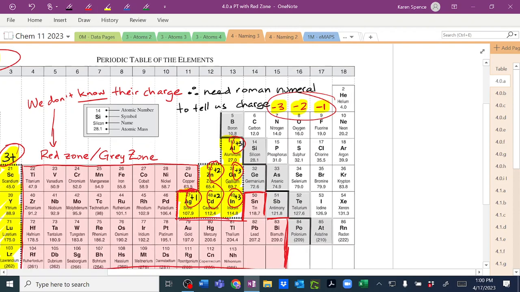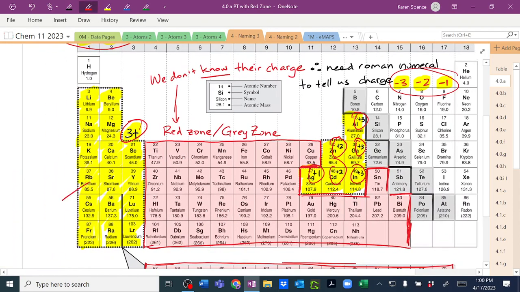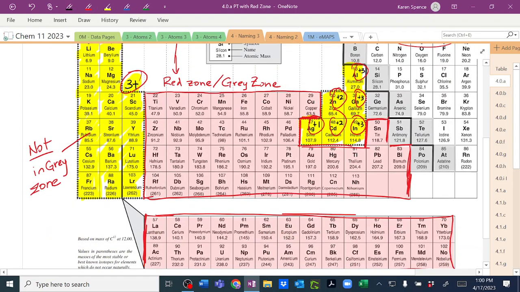Anything that is not in the red zone, I'll call it the gray zone, red zone, whatever you like. Do we use a Roman numeral? No. So there's no Roman numeral.